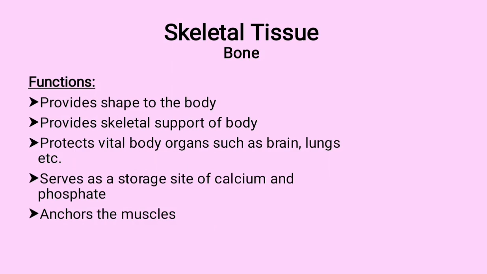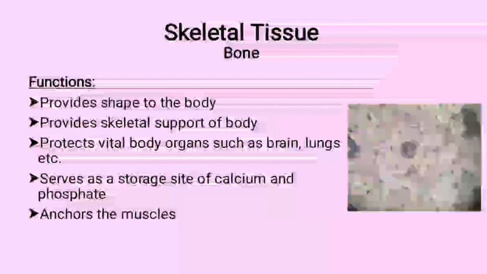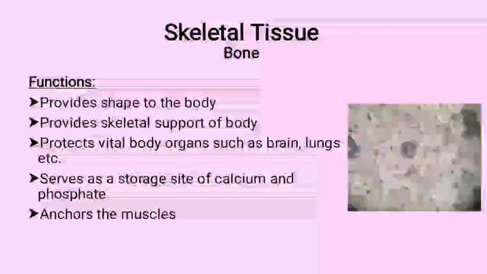Bone mainly forms the endoskeleton of human beings and other vertebrates except the sharks. It serves many functions: it provides shape to the body, it provides skeletal support to the body, and it protects the vital organs such as brain, lungs, heart, kidney, etc. It serves as a storage site of calcium and phosphate. It also anchors the muscles.